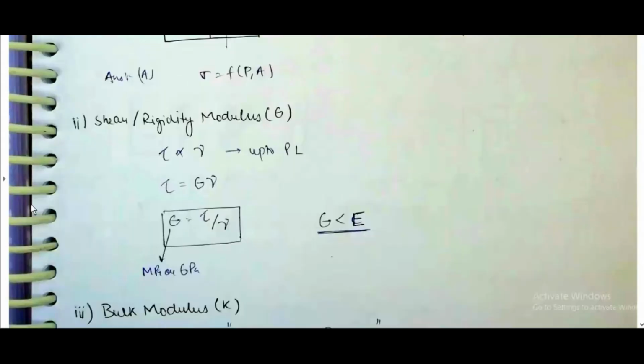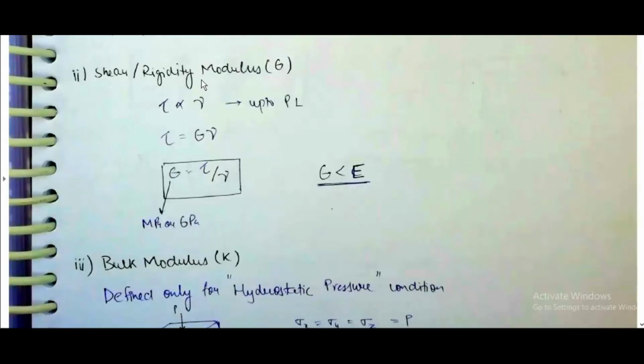Shear modulus or rigidity modulus is represented by G. Tau is directly proportional to gamma up to the proportionality limit. Tau is equal to G gamma. G is equal to tau by gamma, in megapascal or gigapascal. G is less than E.